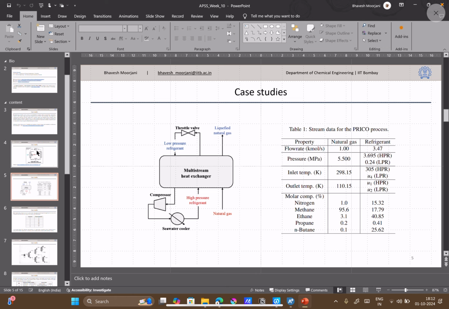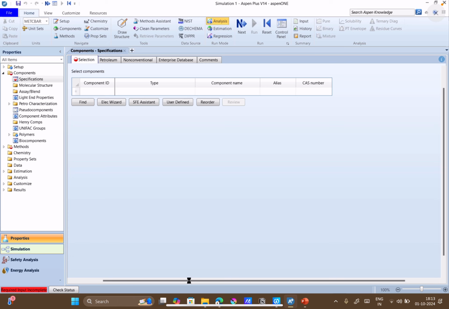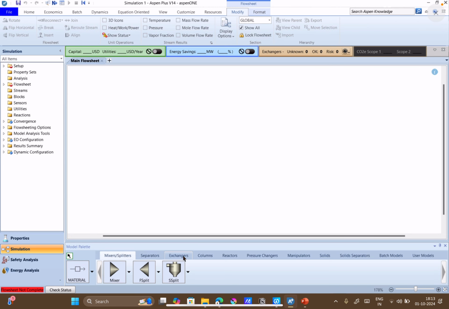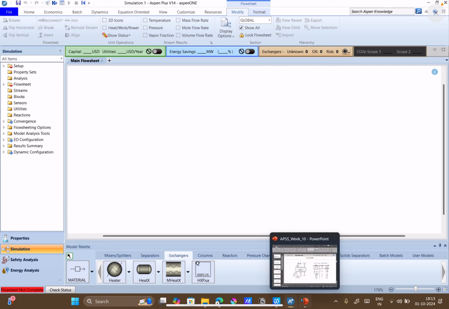Okay, so why is this multi-stream heat exchanger used here? If we go into the Aspen Plus software, in the simulation section, under the exchangers we have this MHeatX block. So what is the use of MHeatX? MHeatX is used when we are mainly concerned about the heat exchange between multiple streams.